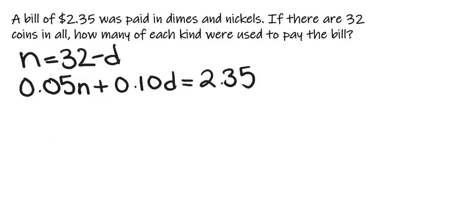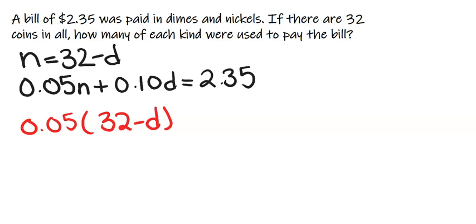Here, we'll plug in 32 minus D for N in the second equation. So here we have 0.05, and in parentheses, we'll put 32 minus D, plus 0.10 D, that is equal to 2.35.